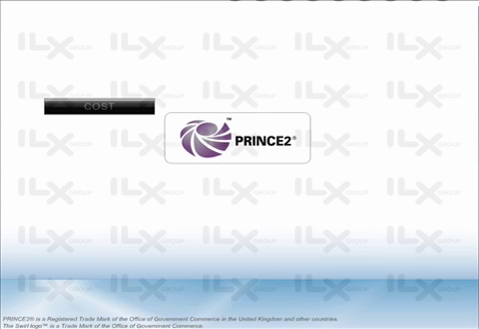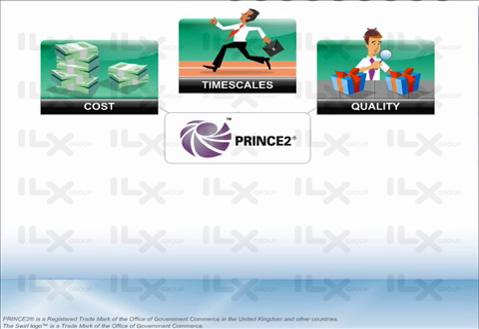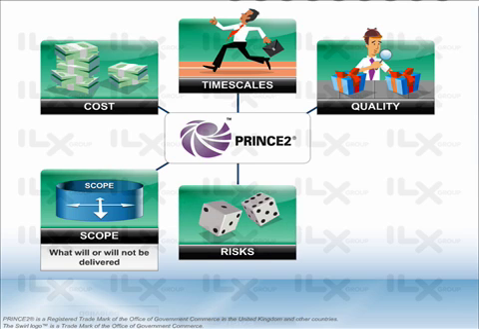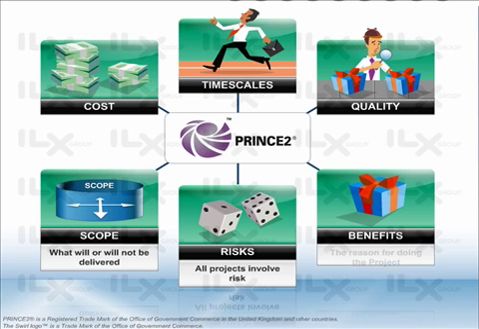In addition to costs, timescales and quality, PRINCE2 goes on to identify 3 further variables which will affect any project and which need to be managed to achieve a successful project outcome. These are scope, what exactly the project will or will not deliver. Risks, regardless of the nature of the project, all projects involve risk. The management of risk is an important theme in PRINCE2. And benefits, in other words, why are we doing this project, or will the completed project deliver the expected benefits?